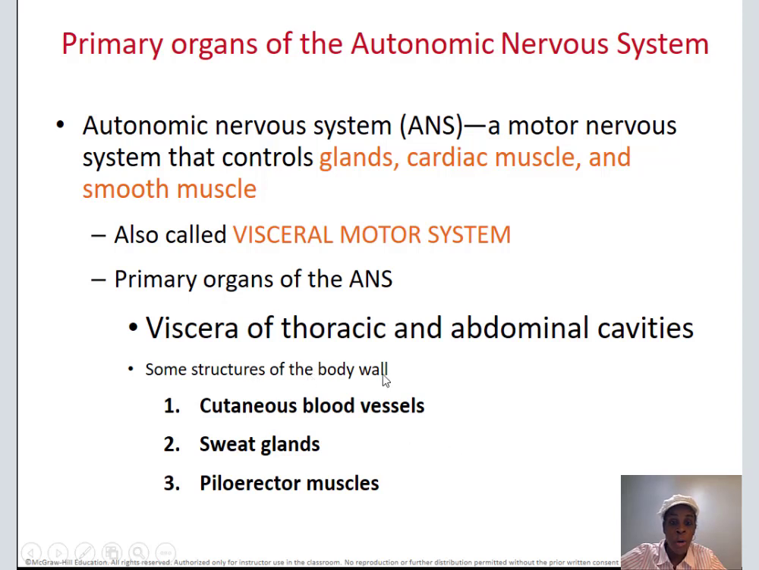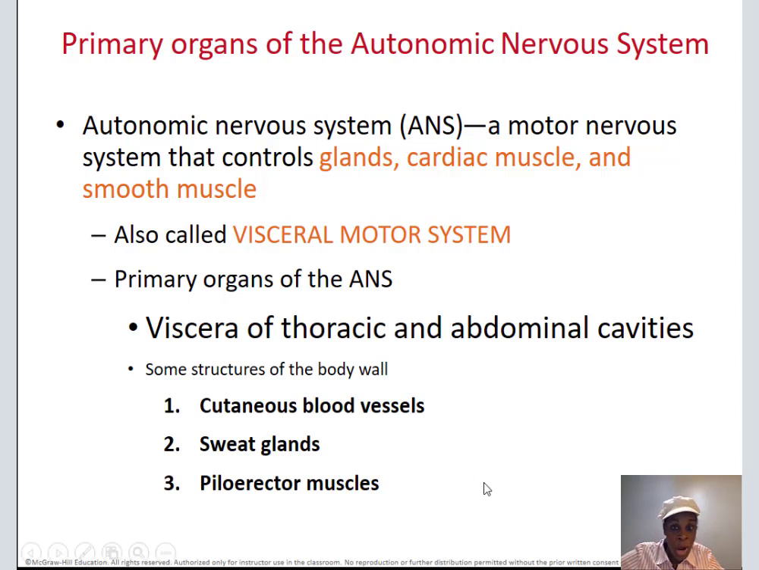Some structures of the body wall, for example, the cutaneous blood vessels, the blood vessels in the skin. If you're cold or hot, your blood vessels will dilate or shrink. If it's hot, they will dilate to release the heat. That's done for you, right? If it's cold, they will constrict to preserve the heat. That is done for you.